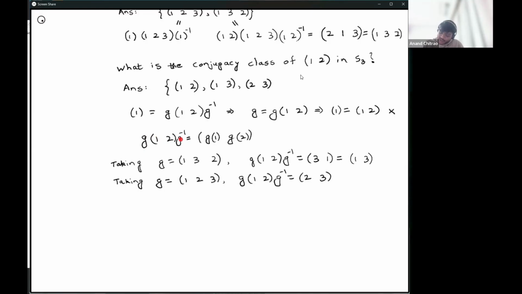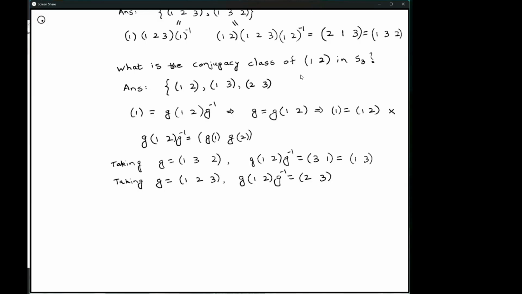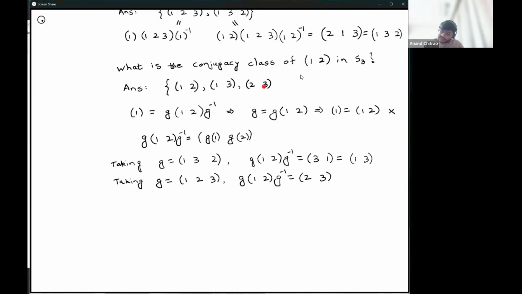So conjugates of a 2 cycle are again 2 cycles. Now, how many 2 cycles are there in S3? 3. There are 3 2 cycles. So all of them are conjugates of (1 2), and no more can be a conjugate of (1 2). So that completes the computation.